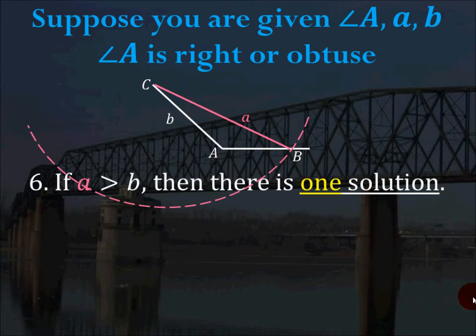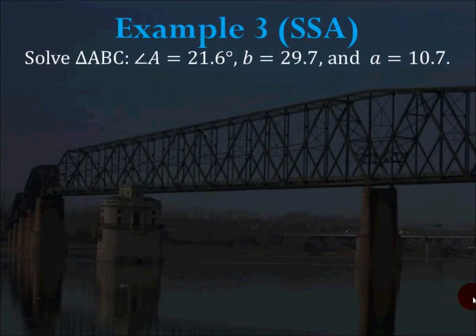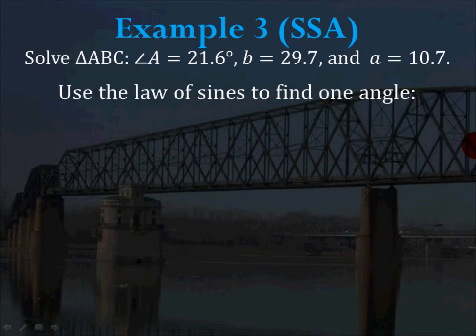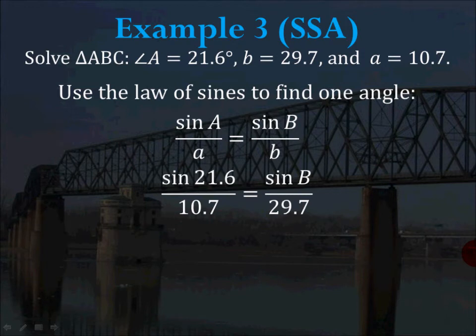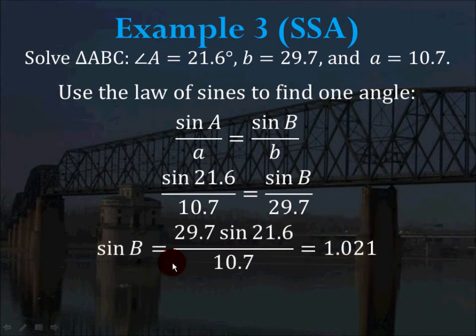Let's take a look at the next example. If we're given that angle A is 21.6 degrees, side B is 29.7, and side A is 10.7, solve the triangle. All right, so we have an acute angle here, which means we're going to be looking at 4 possibilities, possibly. So let's first use the law of sines to find one angle. That's step 1. So sine A over A is equal to sine B over B. Plug in the numbers, and you will see that sine B is equal to 29.7 sine 21.6 over 10.7. And if you figure that all out, you get 1.021.